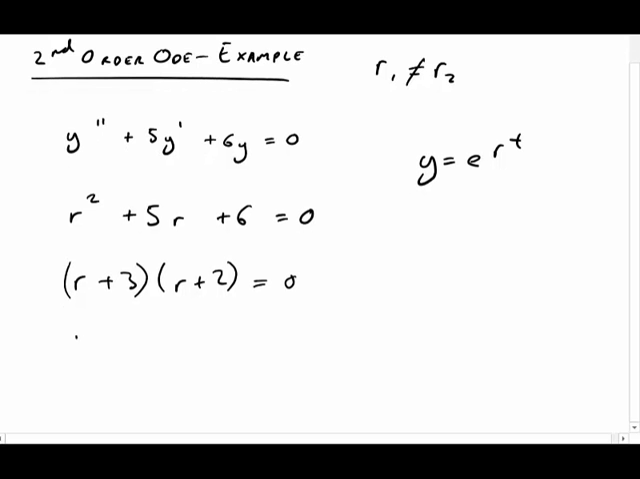So in other words, I end up with r1 equals minus 3 and r2 equals minus 2, just by looking at those two things. So that's just solving a quadratic. I've been doing that since GCSE.